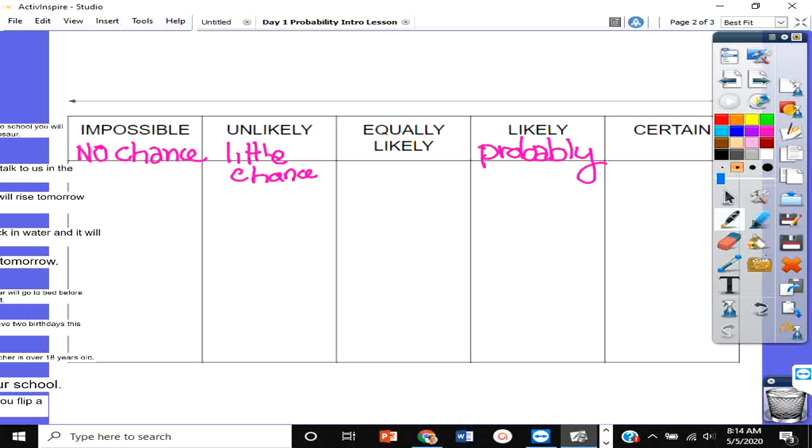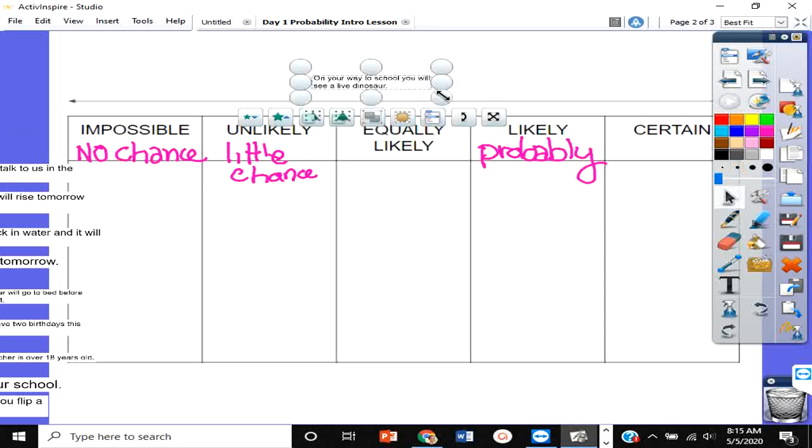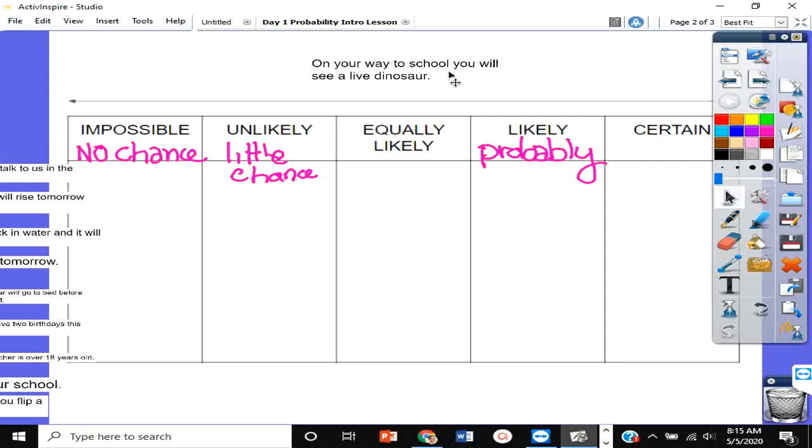So let's take a look at some examples of probability statements and see where we can place the chances. If you look at this statement, it says, on your way to school, you will see a live dinosaur. Well, my schema and all of my prior knowledge knows that dinosaurs are extinct and there's no way I will ever see a live dinosaur. So I'm going to put this under impossible.